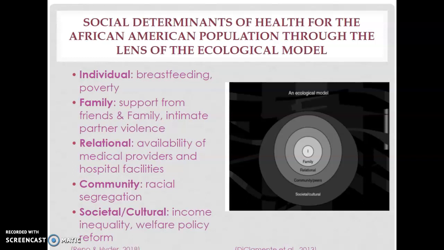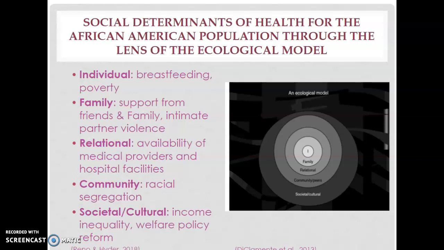The social determinants of health on the 5 levels include: on the individual level, breastfeeding, child abuse, drugs, education, employment, maternal health, interpregnancy intervals, maternal age, smoking, weight, poverty, prenatal care, and safe sleep. On the family level, paternal involvement, support from friends and family, and intimate partner violence. On the relational level, availability of medical providers and hospital facilities. On the community level, neighborhood effects, concentrated poverty, and racial segregation.